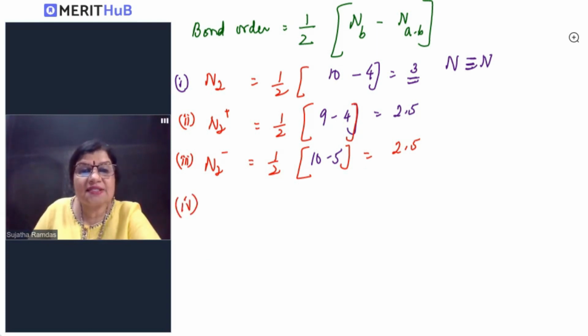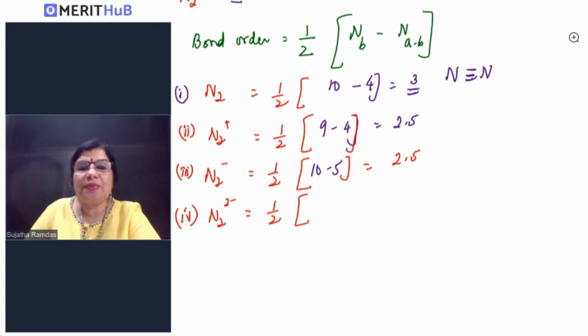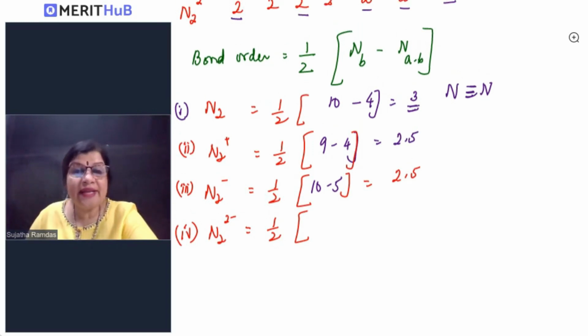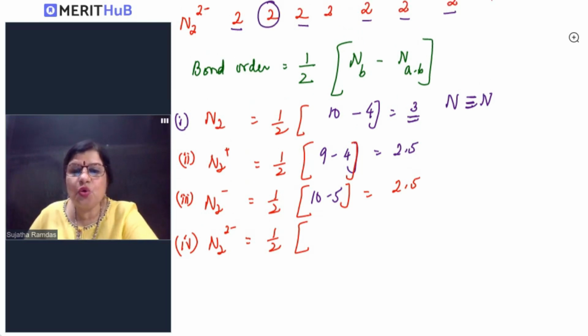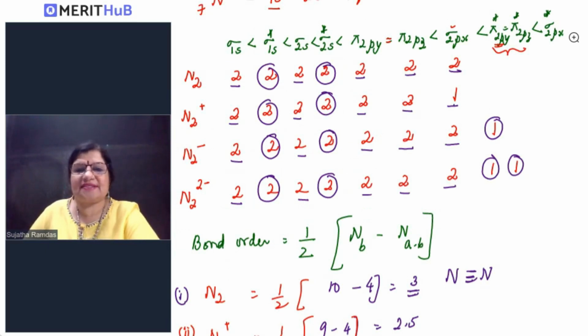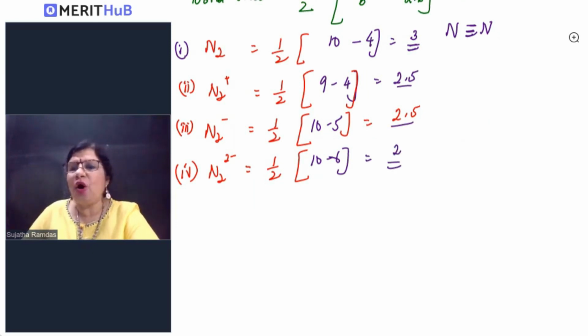Let's anyway do the last species, N2 2 minus, half into. Let's go back to the distribution of electrons in N2 minus, right? So these are the bonding electrons. 2 plus 2, 4, plus 2, 6, plus 2, 8. And then we have 10, right? So these are the bonding electrons. Anti-bonding: 2 plus 2, 4, plus 2, 6. 10 minus 6, right? Which is 4 by 2, which is 2. So these are the bond orders.